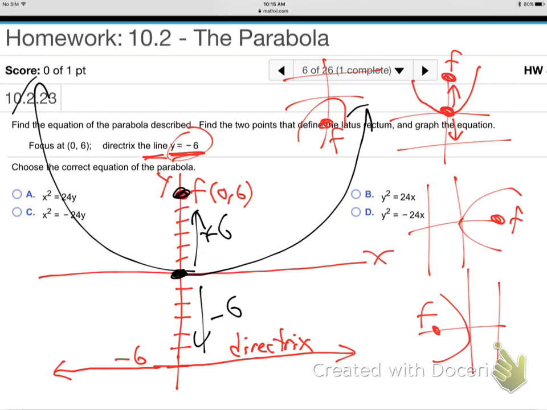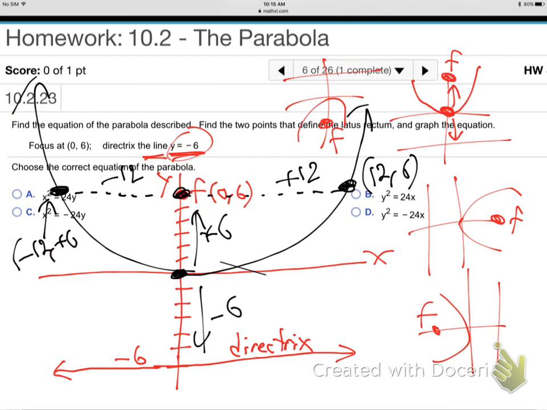Always 12, double the focus. So it's at the focal level, always double. So if the focus is 6, this will be over 12 this way, back 12 that way. There's the two latus rectum points. So the coordinate system would be over 12, up 6. This one here would be back 12, up 6. There's the two latus rectum.